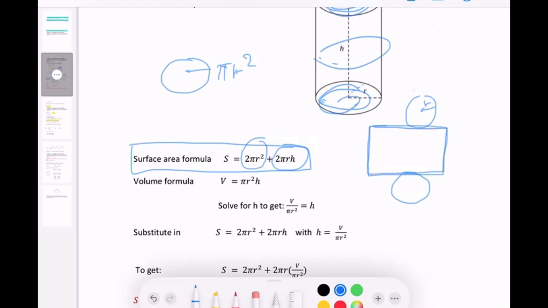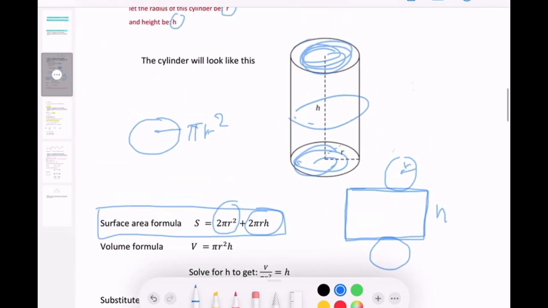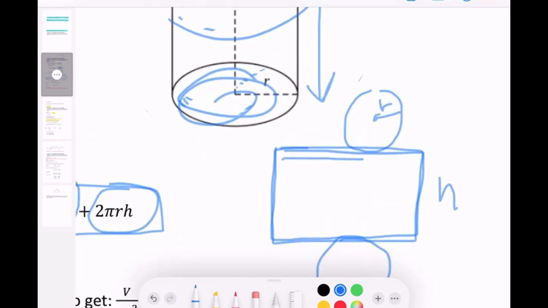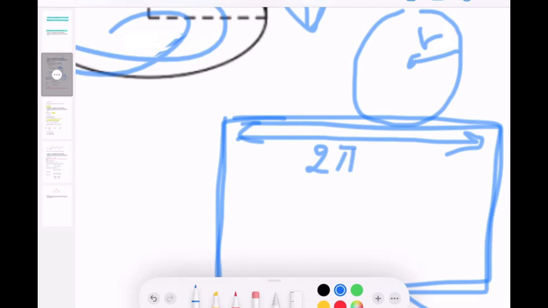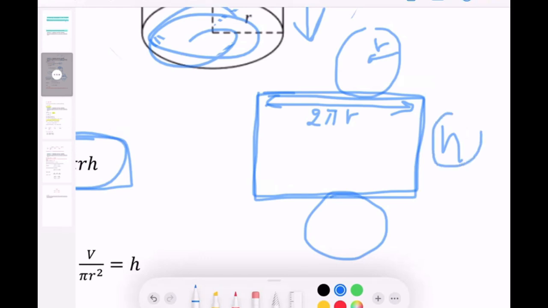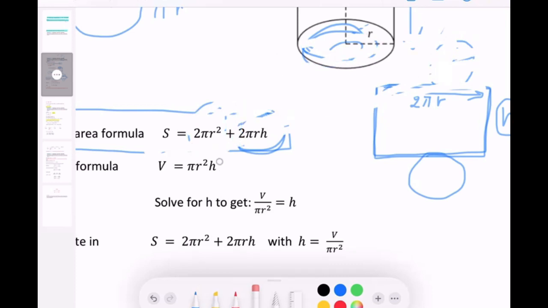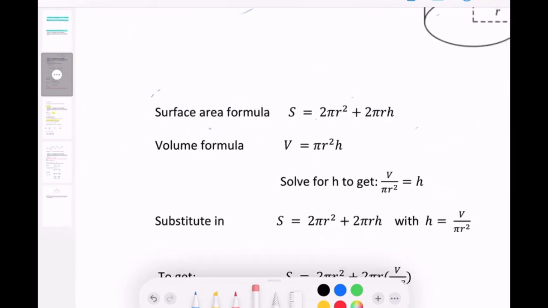This rectangle has length and width. The width is h, which is exactly this height. And the length is the circumference of the base, 2 pi r. 2 pi r is the length of the rectangle, h is the width. You multiply them, you get the area, and that's why we have 2 pi r h. You don't need to do all this, you just need to remember the surface area. It's just to explain where we get it from. Now let's go back to our problem.